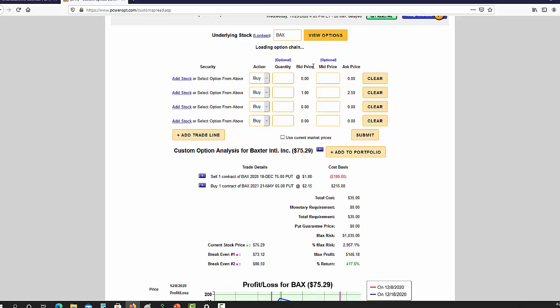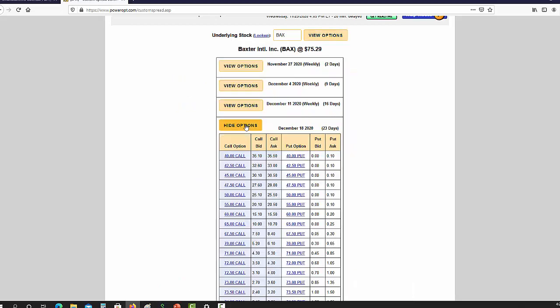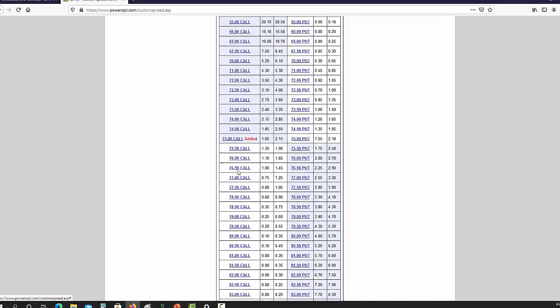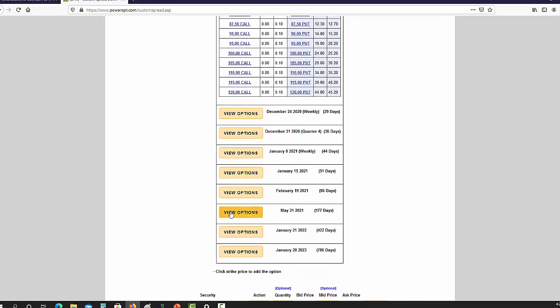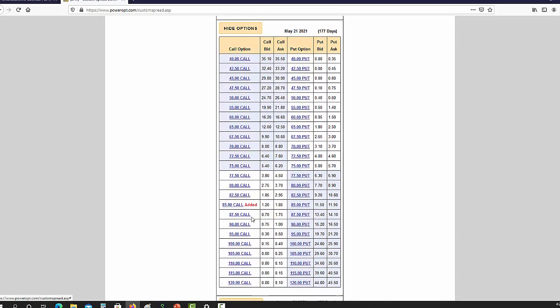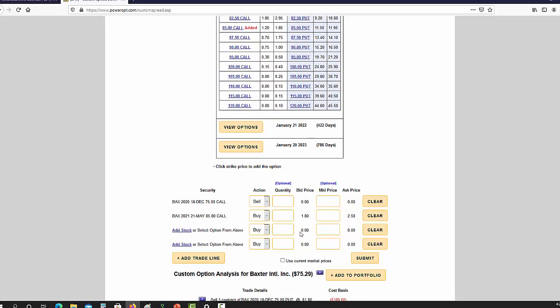Let's take a quick look at that parity trade. December 18th, 75 strike call. May, 85 strike call. There she is. Okay, let's just use our midpoints here and see what we get.